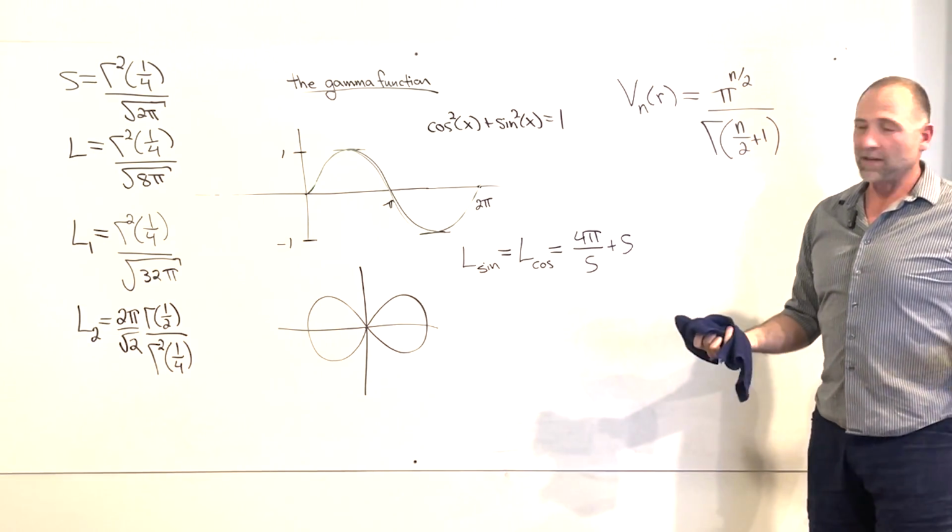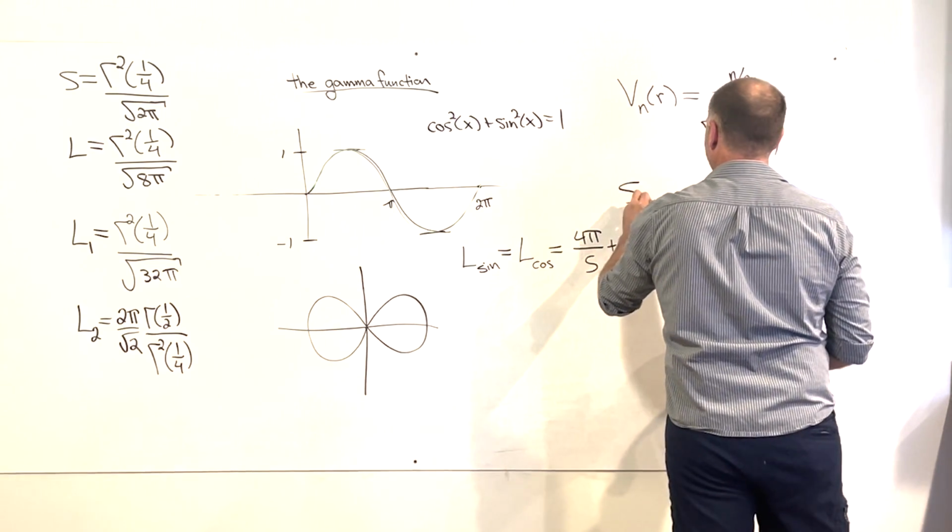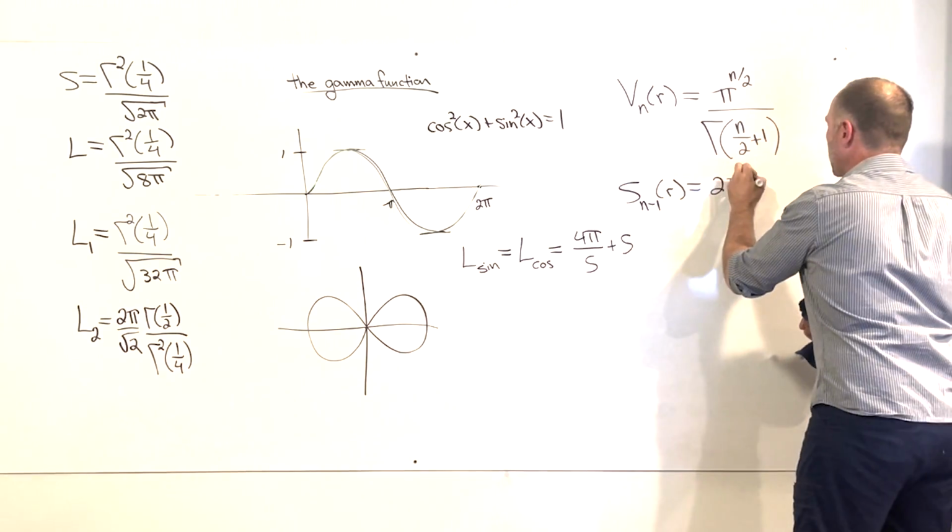If you want the surface area of, say, an n minus 1 sphere, it's 2 pi to the n over 2.